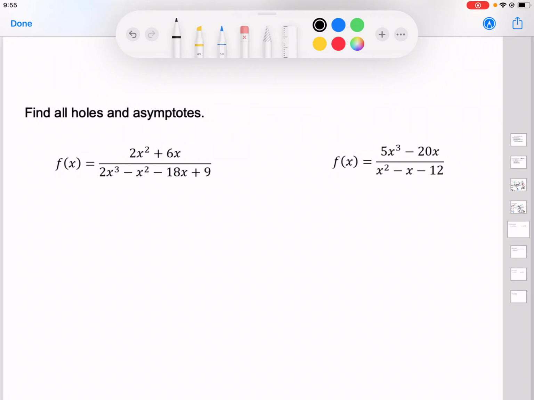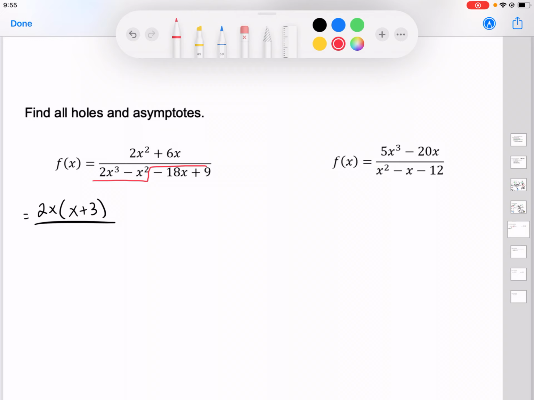Let's go ahead and go through a few more. So we're going to find all holes and asymptotes again. So we're going to factor first. I factor out my greatest common factor, which is 2x, and then x plus 3. The denominator, there are 4 terms, and it looks like the grouping method is going to work on it.